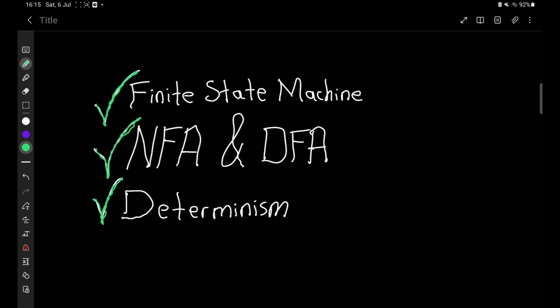I think it's enough for today's lecture. We have learned what a finite state machine is, what NFA and DFA are, what the meaning of being deterministic is, and what the key differences between NFA and DFA are.